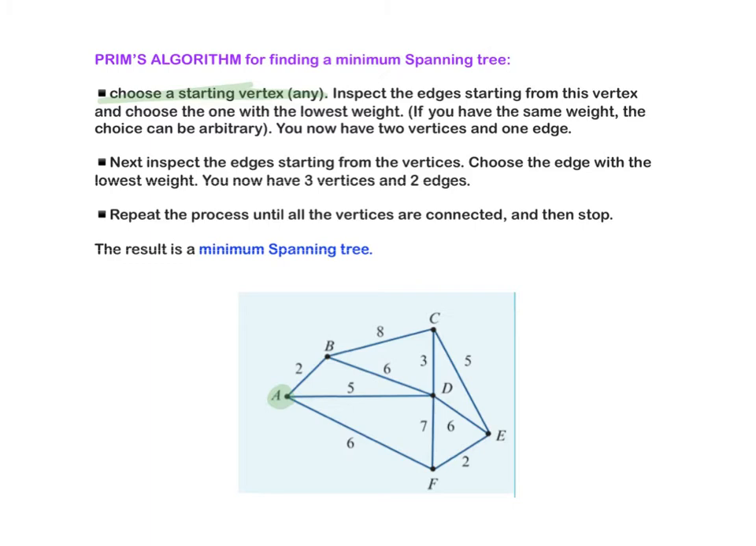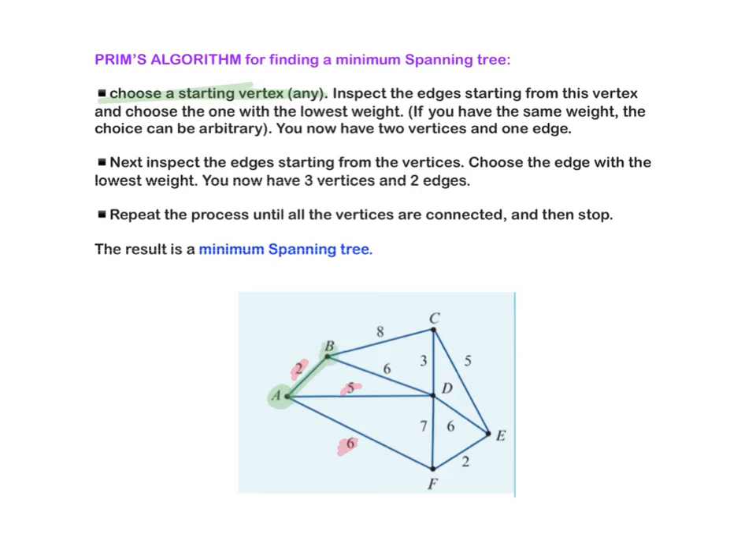It says inspect the edges from this vertex and choose the one with the lowest weight. If they have the same weight, the choice doesn't matter which one you pick, and you now have 2 vertices and 1 edge. So if I look out here, the possible edges I could take are 2, 5, and 6. The smallest edge coming out of A is the 2, so that is the edge I'm going to pick.